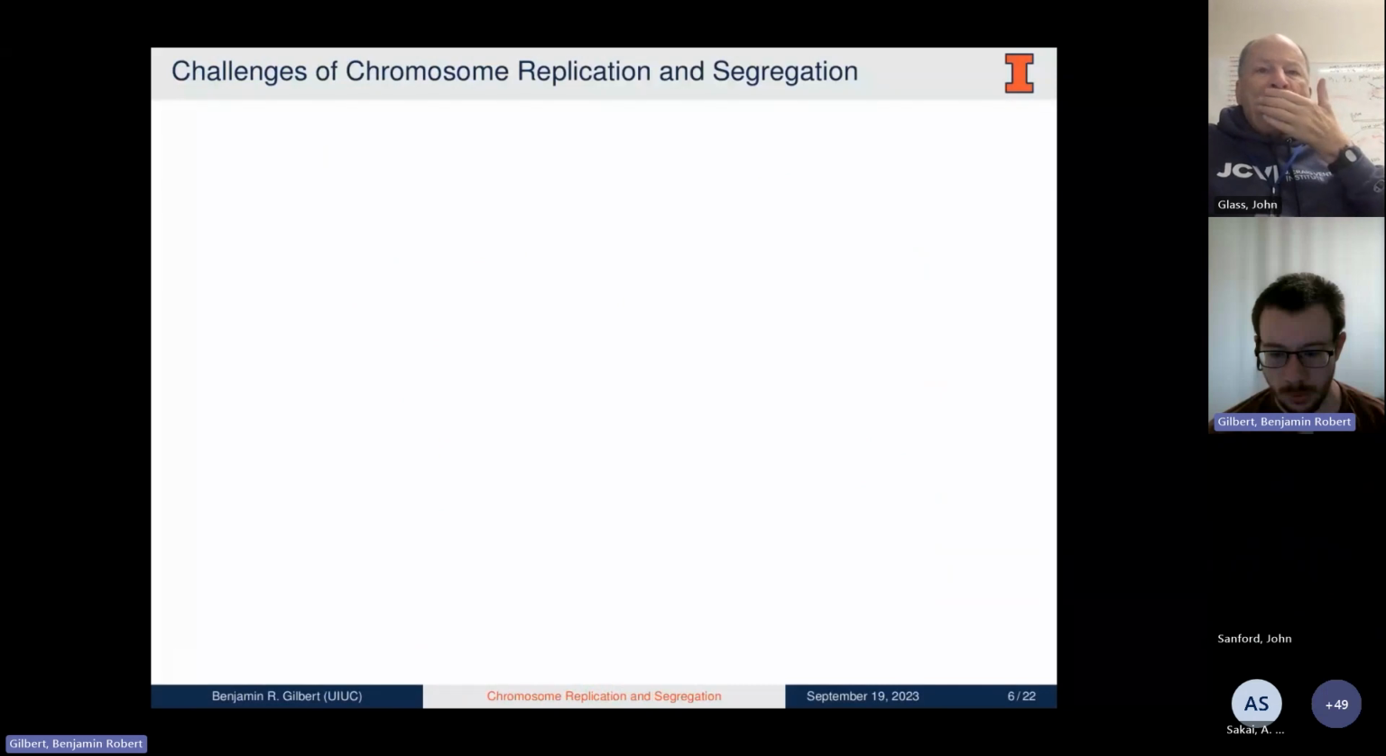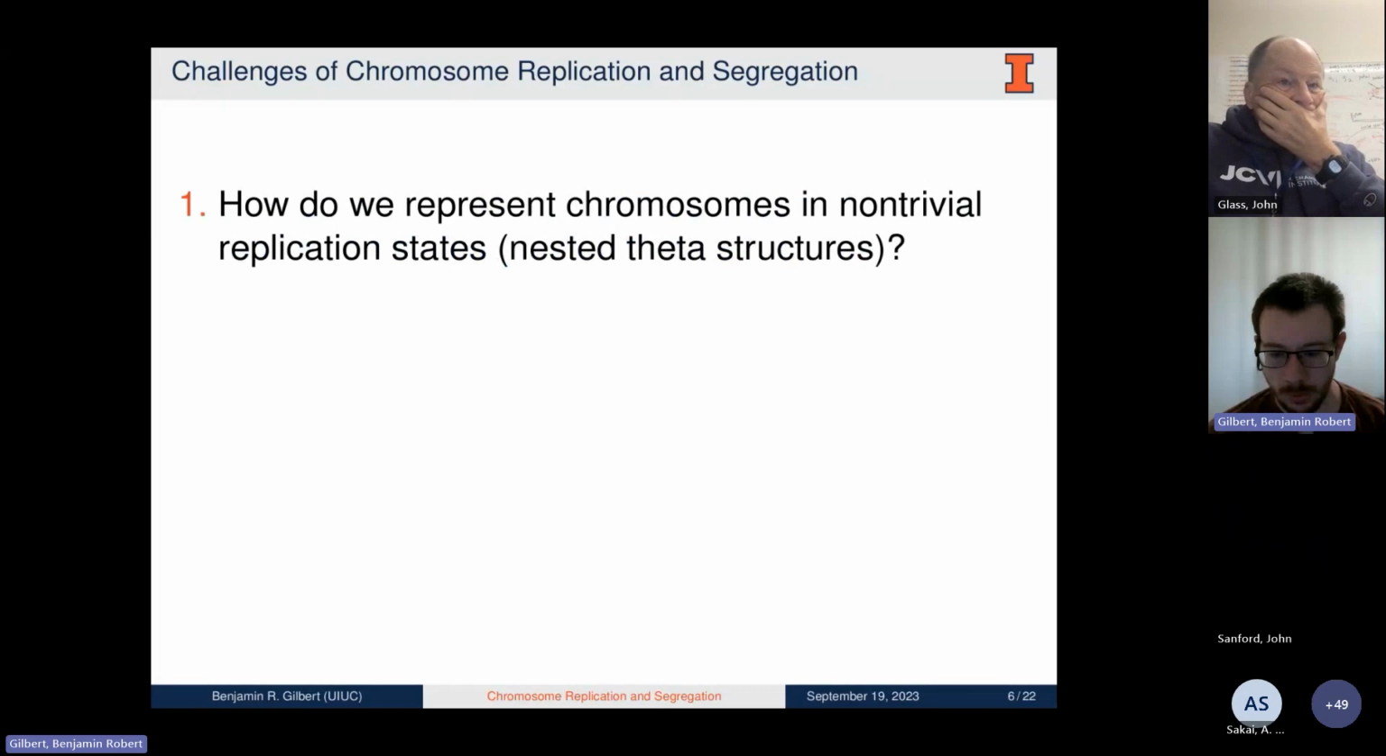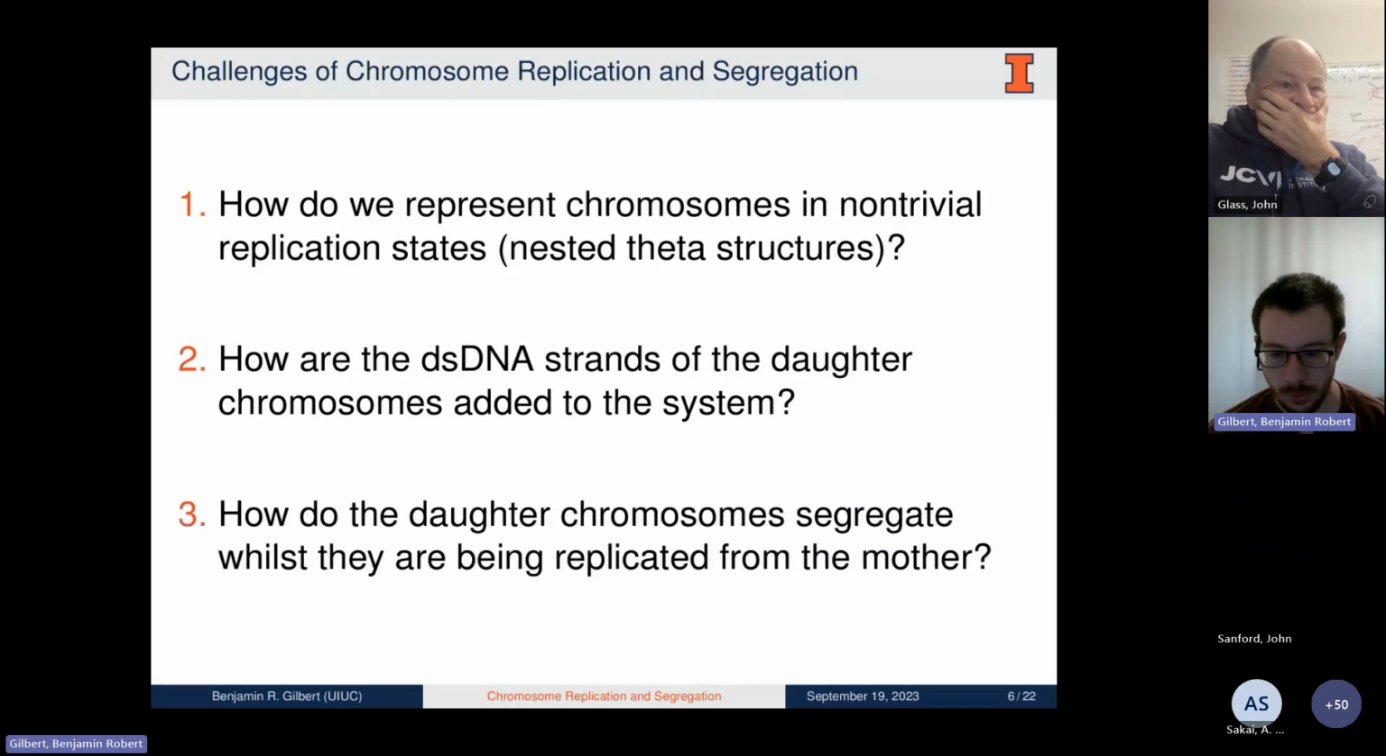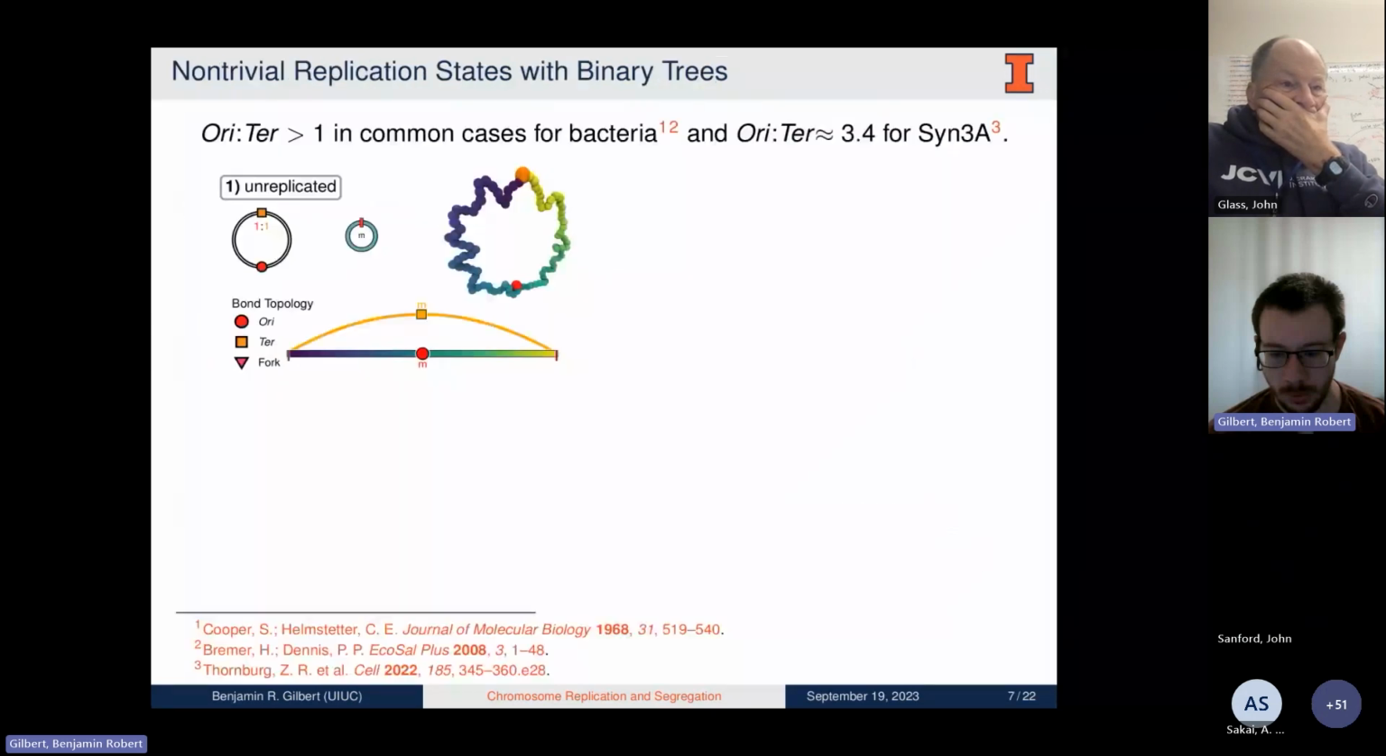Just to quickly run through the challenges of carrying out this chromosome replication and segregation: first off, we have to know how we represent chromosomes in non-trivial replication states with nested theta structures, which I'll describe in greater detail shortly. Next, we have to know how the double-stranded DNA strands of the daughter chromosome are actually added to the system. And then finally, we need to know how the daughter chromosomes segregate while they're being replicated from the mother, because this is all occurring simultaneously.